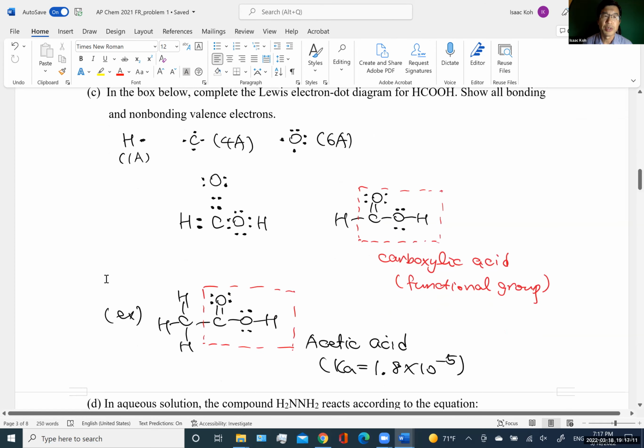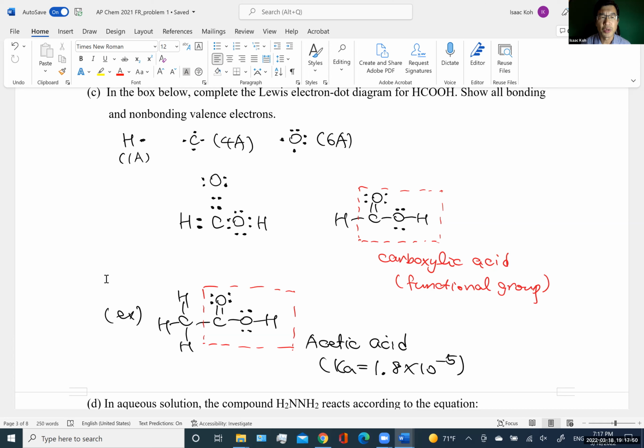In the box below, complete the Lewis electron dot diagram for this methanoic acid. Show all bonding and non-bonding valence electrons. We first need to remind ourselves about the Lewis atomic diagrams. Hydrogen belongs to group 1A and has 1 valence electron, 1 dot. Carbon belongs to group 4A, 4 valence electrons, so we put a single dot on all 4 sides of carbon. Oxygen has 6 valence electrons, group 6A, so it has 2 lone pairs and 2 unpaired electrons.